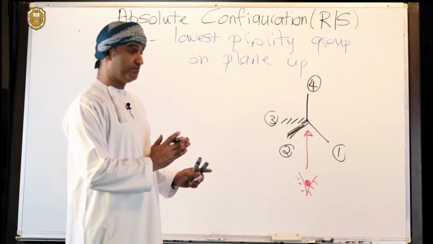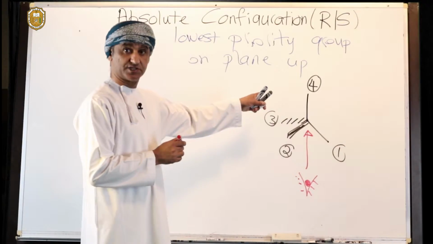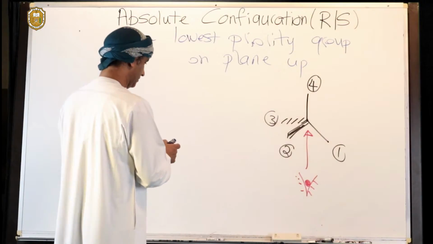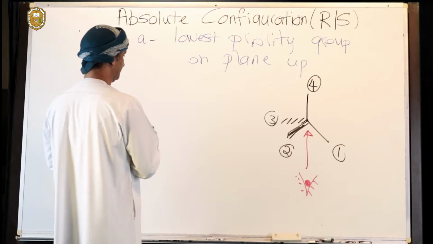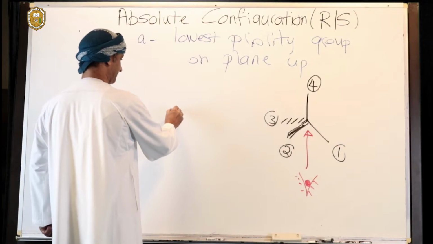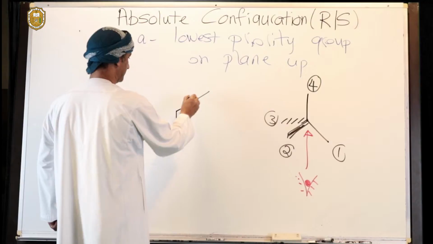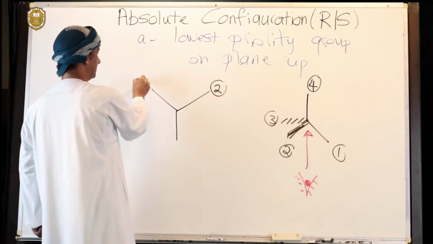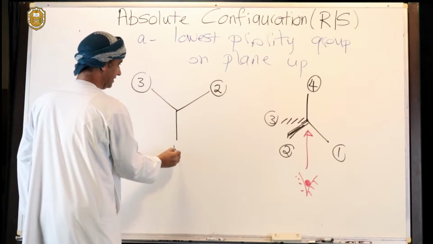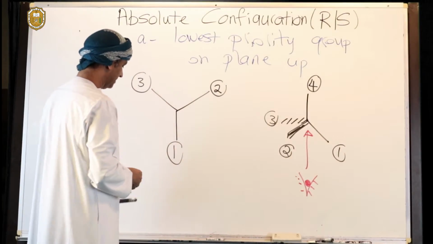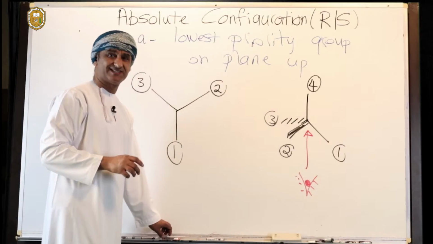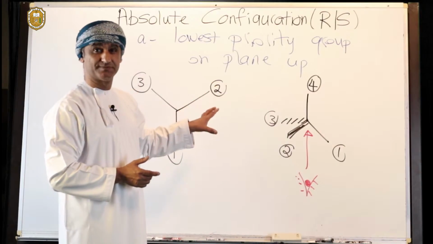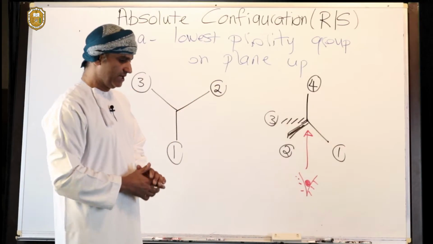If we look opposite to group number 4, and the way it's drawn now on the plane, what do we get? Well, if we look from below, we get something like this. So that's 2, this is 3, and this is 1. The idea is basically you don't see number 4, the lowest priority group, and then you have 3 groups, basically 1, 2, and 3.